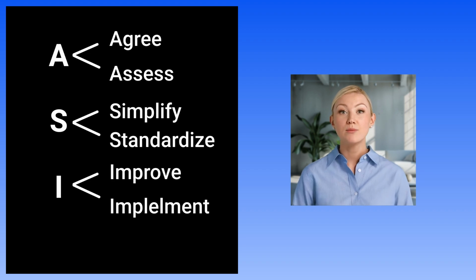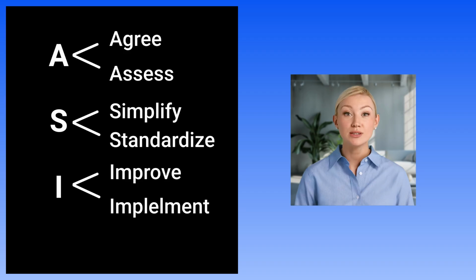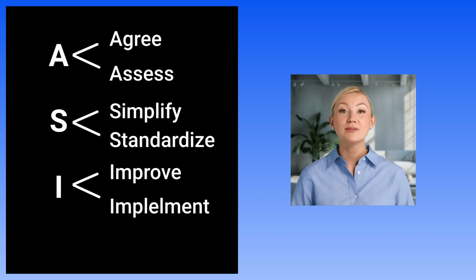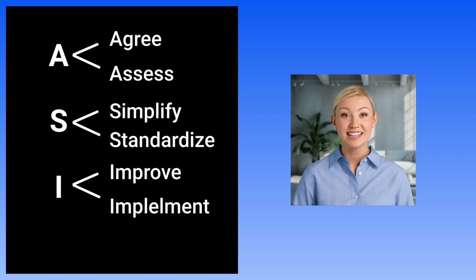Standardize. Merging separate processes into a single uniform process for the entire organization. Improve. Your team makes changes to make the process faster, simpler, and more efficient. Implement. You and your team roll out your improved process across the entire organization, while continuing to welcome feedback for ongoing improvement. The ASI methodology is a powerful tool for continuous process improvement and can help foster a culture of collaboration, efficiency, and innovation.